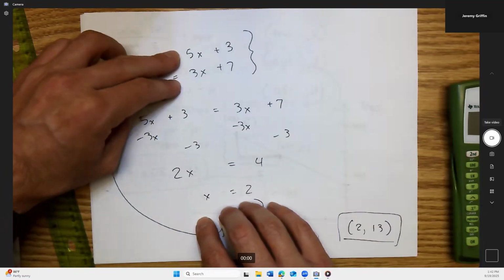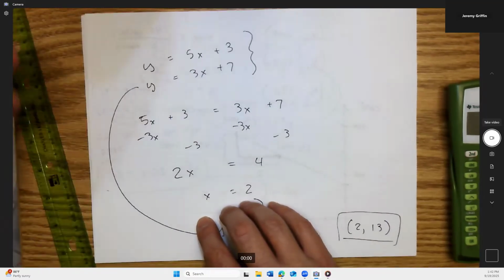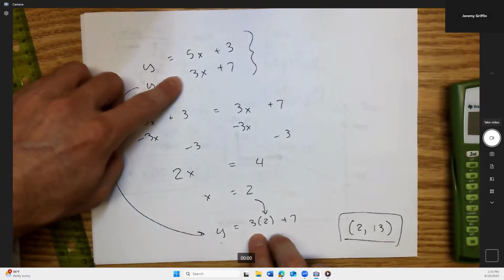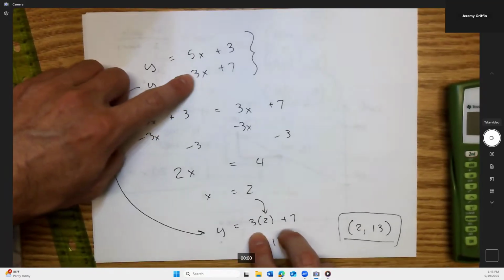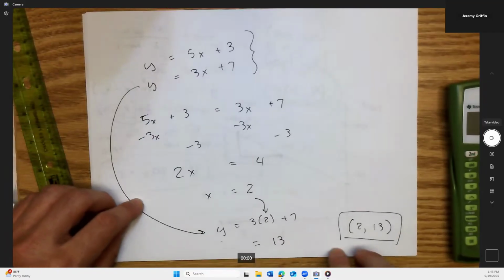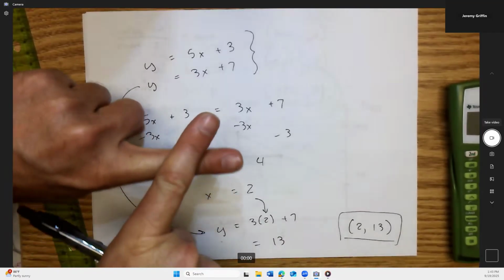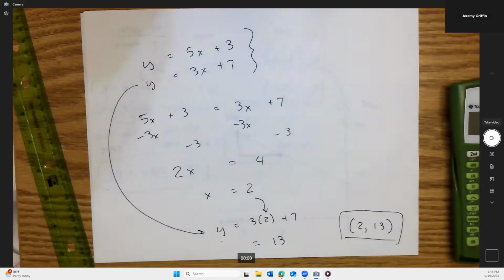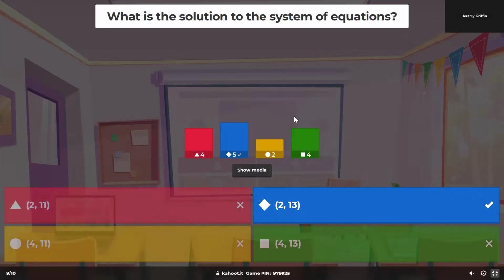Can I plug that 2 into either one of these? And of course it would give me the same thing. So I'll pick one of them anyway. Down here, 3 times 2, plus 7. So 6 plus 7 is 13. So the coordinate where those two lines cross is (2, 13). Okay, so when x is 2, y is 13, that works for both equations.